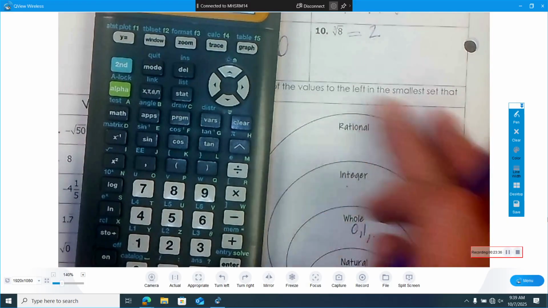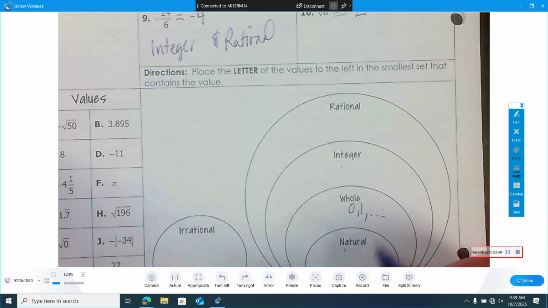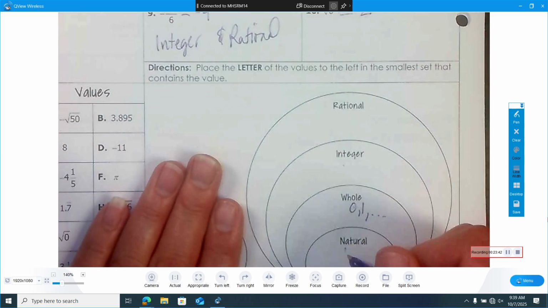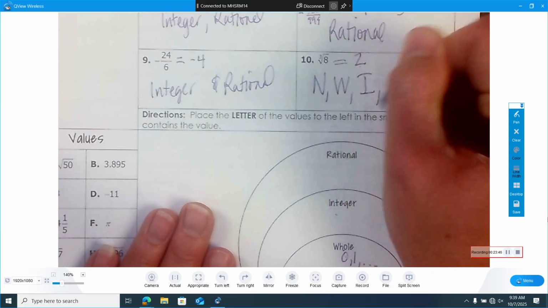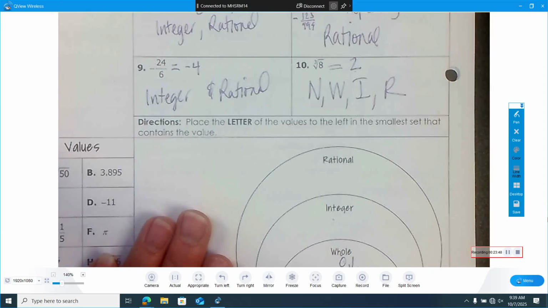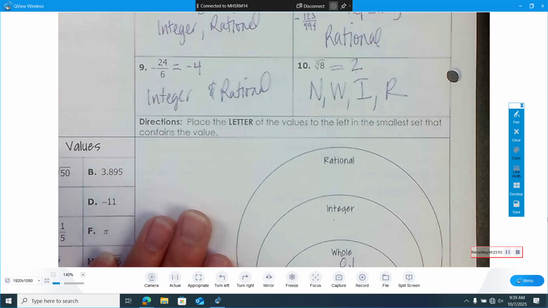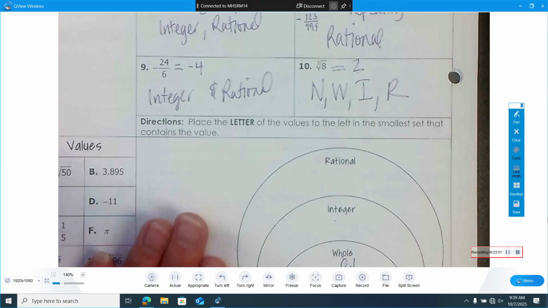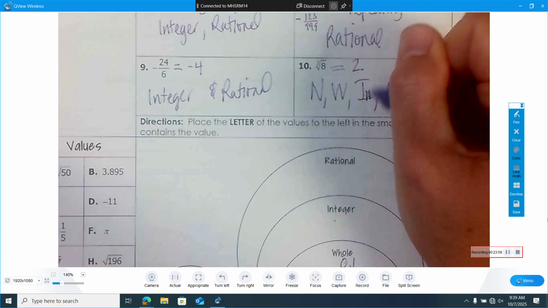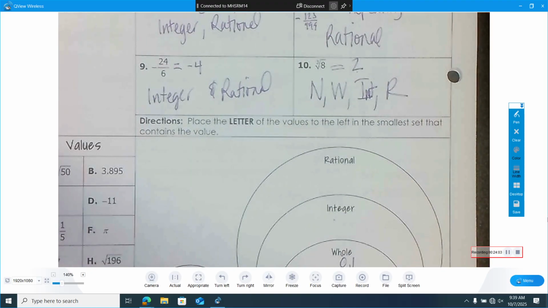Where does 2 fall in our little system here? All of this side. Natural, whole, integer, and rational. Can I just abbreviate NWIR? Is that okay with you? Makes it easier, right? I'm going to do int for integer, so I don't confuse that with irrational. All right.